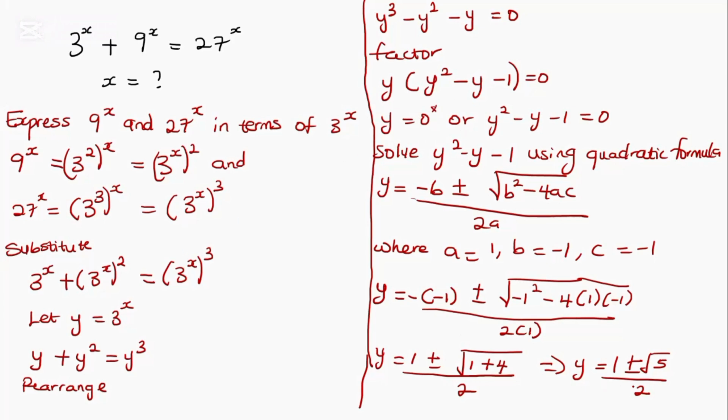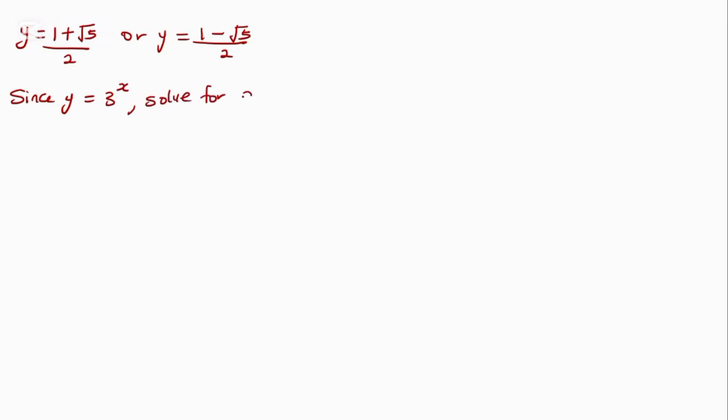So what we have right here is that y is equal to 1 plus the root of 5 over 2, or y is equal to 1 minus the root of 5 over 2. These are the potential solutions. But since y is equal to 3^x, you solve for x using the positive value of y. Since y is equal to 3^x, this is a positive value, so we have to make use of the positive value.